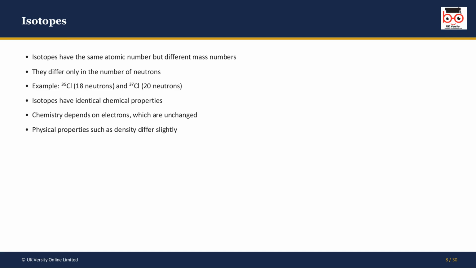Let's look more closely at isotopes. They share the same atomic number, but differ in mass number, and the only thing that changes is the number of neutrons. Take chlorine. Chlorine 35 has 18 neutrons, while chlorine 37 has 20. Crucially, their chemical properties are identical, because chemistry is governed by electrons, and the electron arrangement hasn't changed at all. Physical properties like density do differ a little, since the atoms have slightly different masses.